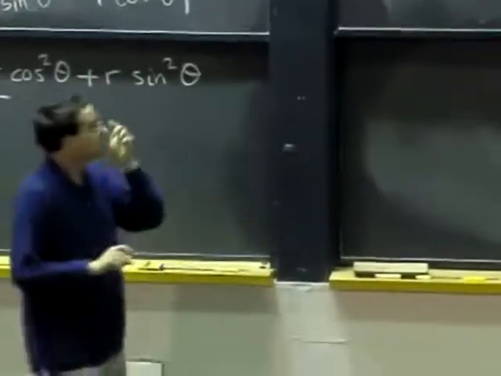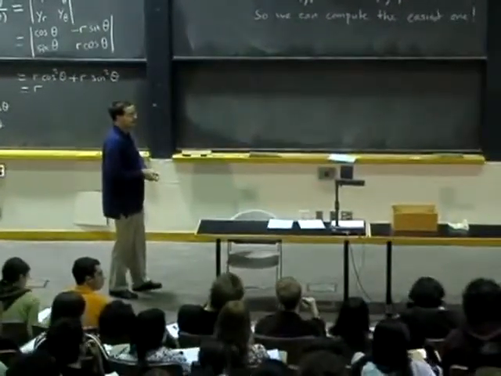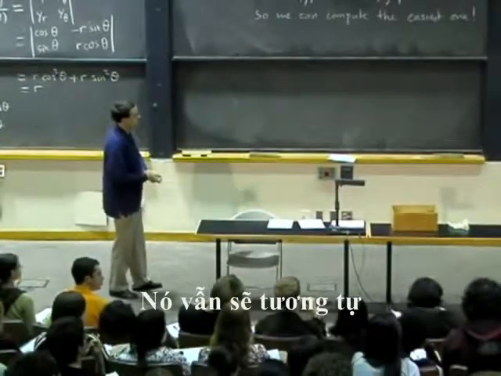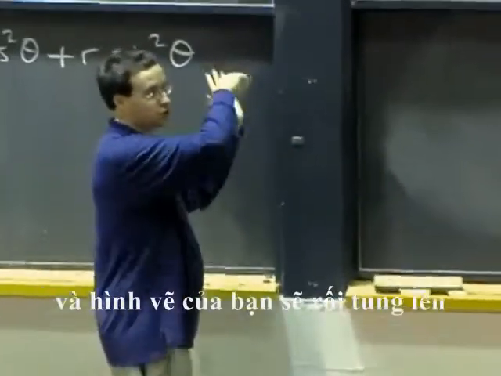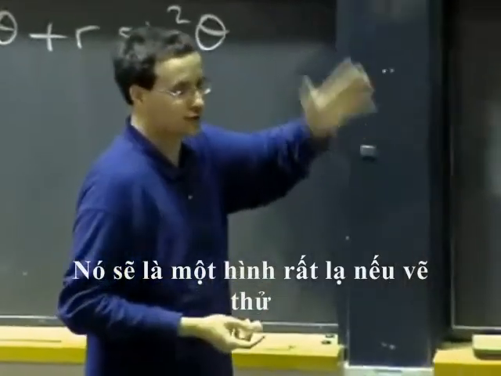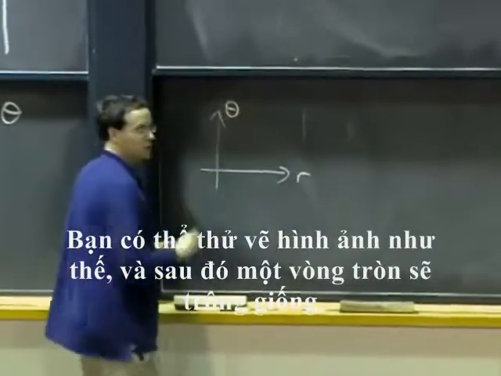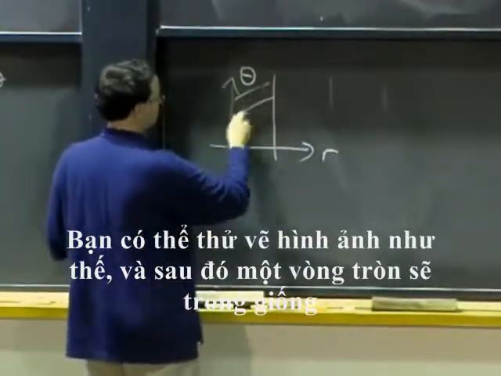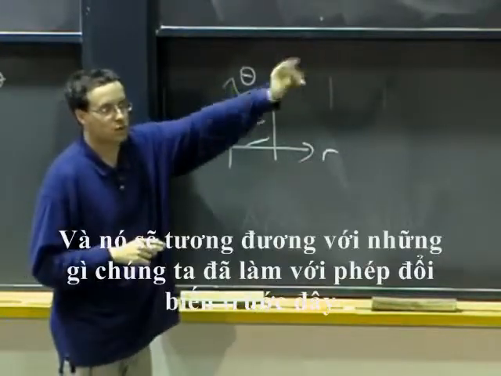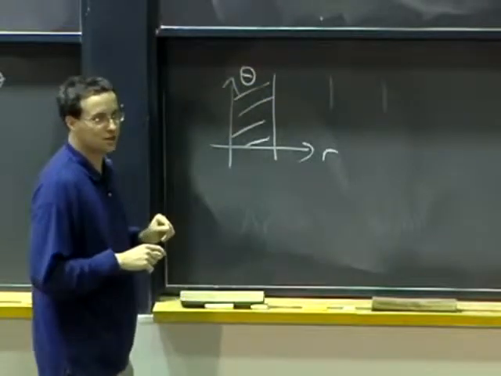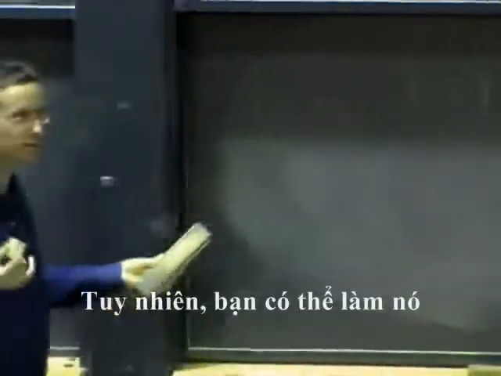Yes? With u, v you change from Cartesian coordinates to Cartesian coordinates. So when you change to polar coordinates, will the approximation work? It would still work the same. You could imagine drawing a picture where r and theta are the Cartesian coordinates and your picture would be completely messed up. It would be a very strange thing to do, I'm going to do it, but don't take notes on that. You could try to draw a picture like that, and then a disk would look like that. It would be very counterintuitive, but you could do it, and that would be equivalent to what we did with the previous change of variables. So, in this case, certainly you would never draw a picture like that. But you could do it.